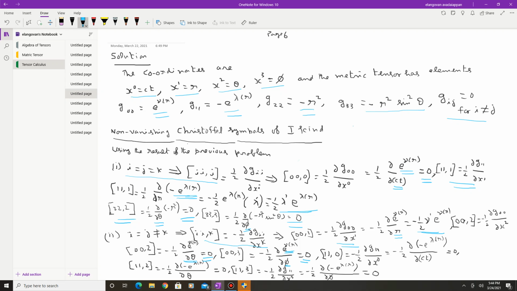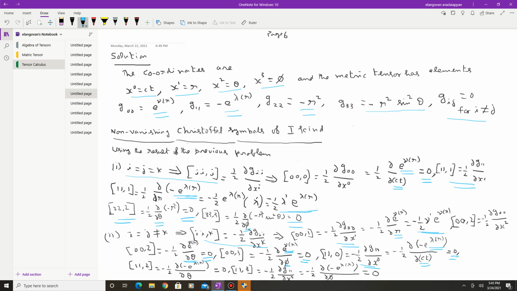Again, if you put i equal to 1, j equal to 1, and k different, k is different from 1. So [1 1, 0], according to the definition, this is minus half partial d g11 by dx0. This is from the result, you can write down this expression. And x0 is ct, the time coordinate, and g11 is a function of r, minus e^lambda. So this is a function of r, so you differentiate, this will be 0. Again, let us find [1 1, 2], because k must be different, so we should not choose 1 1, 1 here.